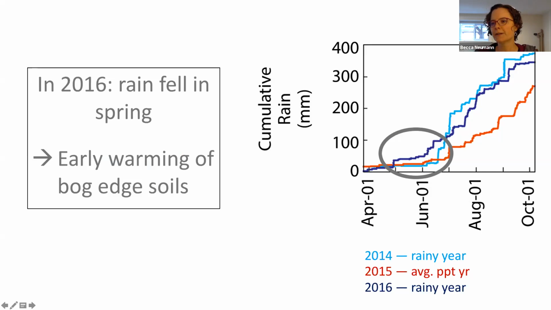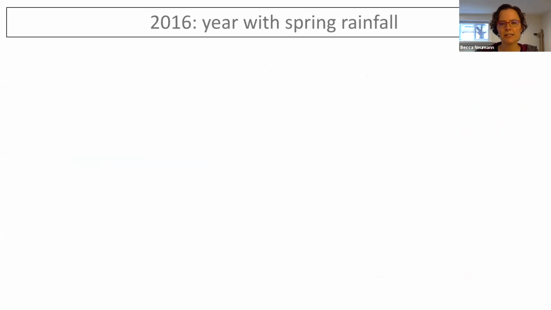So 2014, 2016, similar amounts of rain, but the timing was quite different. And so the reason why we were seeing such a response in 2016 is because really we had rain falling early in the season, and it's this early warming of the soils which facilitated all of the biogeochemistry. So I just want to step you through everything that I just brought you through, but now we're working backwards from the way that I presented it.